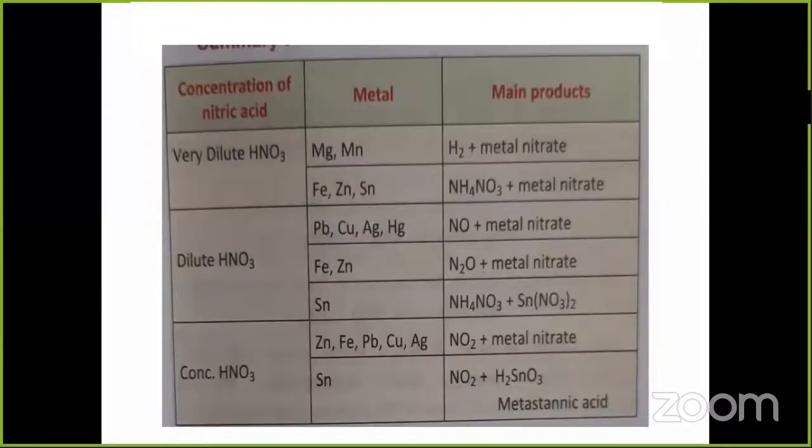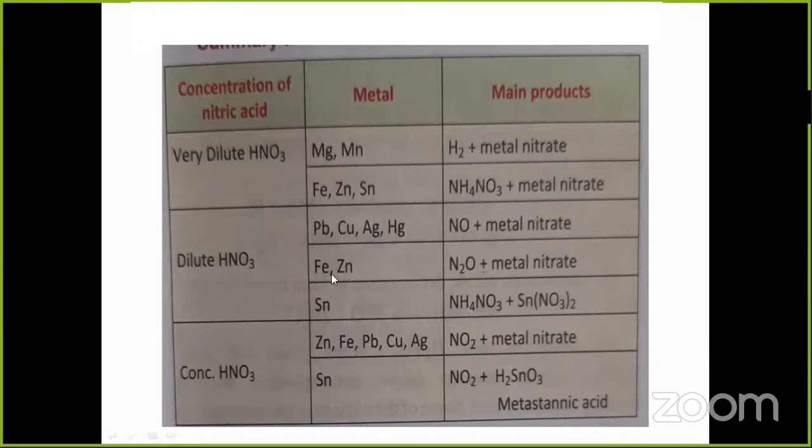I'll show this diagram. Very, very important, this table. You see, three concentrations are taken. One is very dilute HNO3, then dilute, and concentrated HNO3. Remember this table. Concentration: very dilute, dilute, concentrated. Metals: these are the transition metals. Now, if you take very dilute HNO3 interacting with transition metals, suppose magnesium and manganese, it produces H2 gas. And if you take iron, zinc, tin, it gives ammonium nitrate. Metal nitrate is common, but the byproduct is H2 or ammonium nitrate. Suppose you take dilute HNO3 reacting with lead, copper, silver, mercury, it gives nitric oxide.